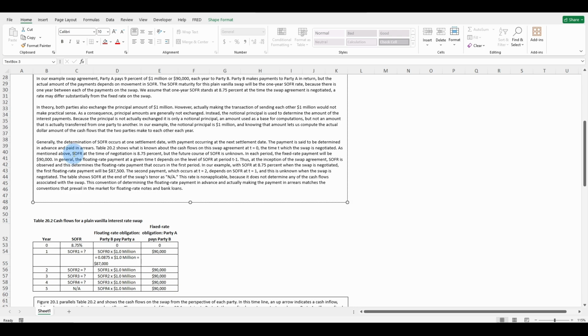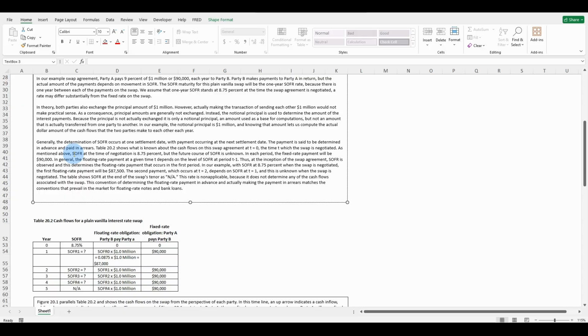Generally, the determination of SOFR occurs at one settlement date, with payment occurring at the next settlement date. The payment is said to be determined in advance and paid in arrears. Table 20.2 shows what is known about the cash flows on the swap agreement at t equals 0, the time at which the swap is negotiated. As mentioned above, SOFR at the time of negotiation is 8.75%, but the future course of SOFR is unknown. In each period, the fixed rate payment will be $90,000.